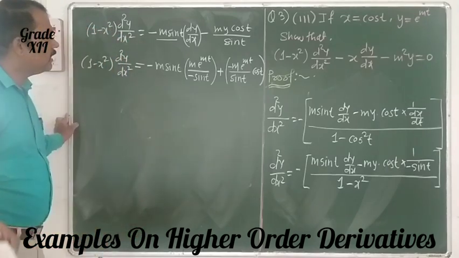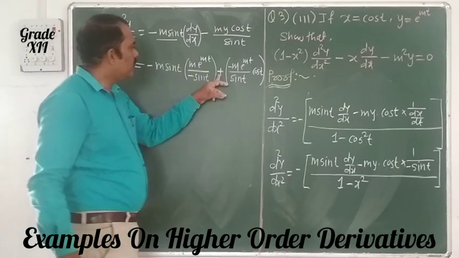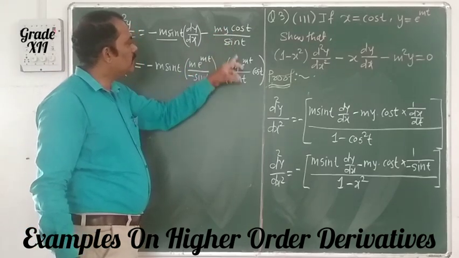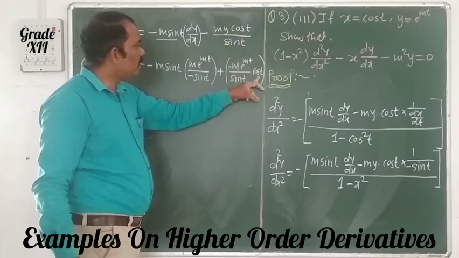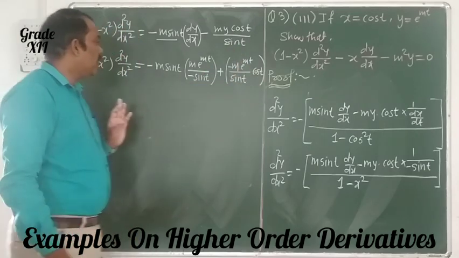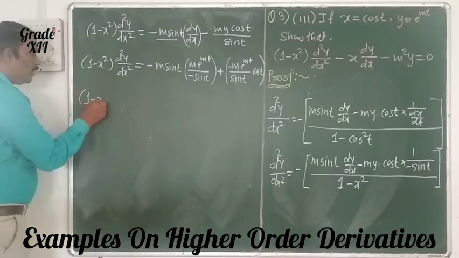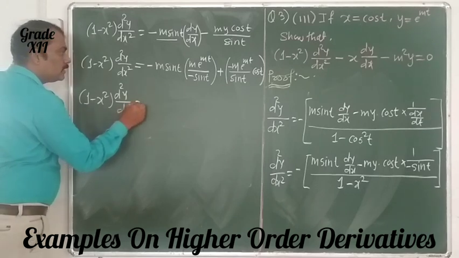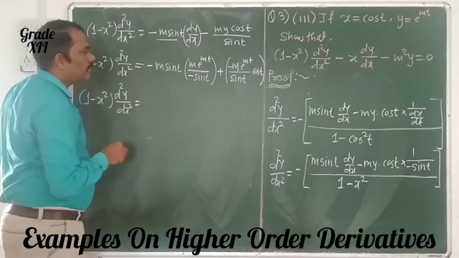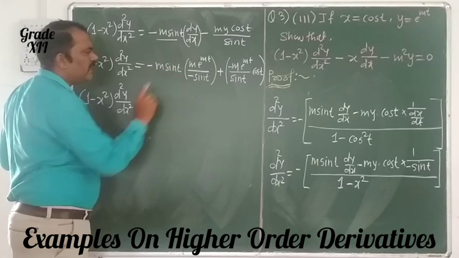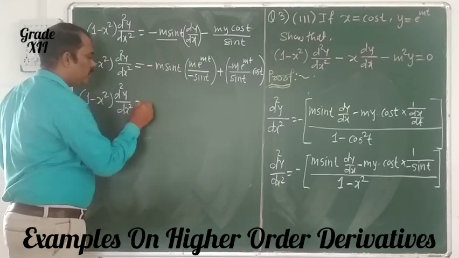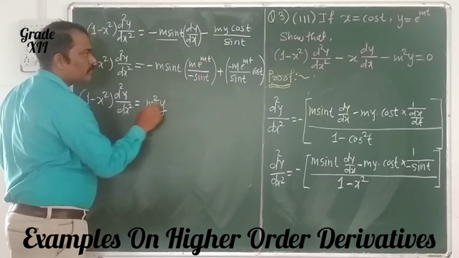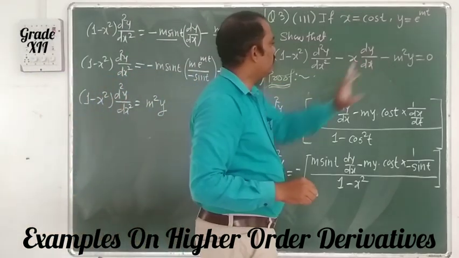This we have to write here plus; this minus sign we take inside, minus m. Value of y is nothing but e raised to m t. Cos t we have to write, and this sin t we write as it is. So that we get 1 minus x square d2y by dx square is equal to, this minus minus becomes plus, sin t gets cancelled, m into m, that is m square, e raised to m t is nothing but y, means m square y. We require this m square y.